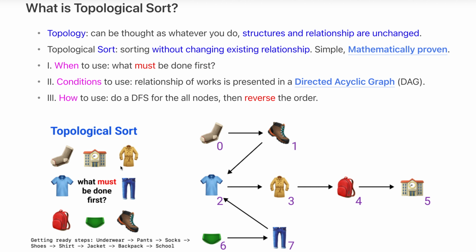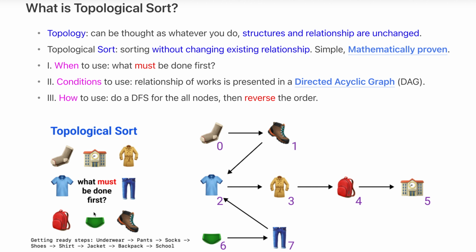Our example is we're getting ready for school. And these are the things that we need to do before we get to school. For example, put on a jacket, put on pants, put on a backpack, put on shoes, put on underwear, put on socks, and put on t-shirt. Our question is, what must be done first? Because some particular item must be put on first. For example, we cannot put on shoes before socks. So putting on socks must be done before putting on shoes.